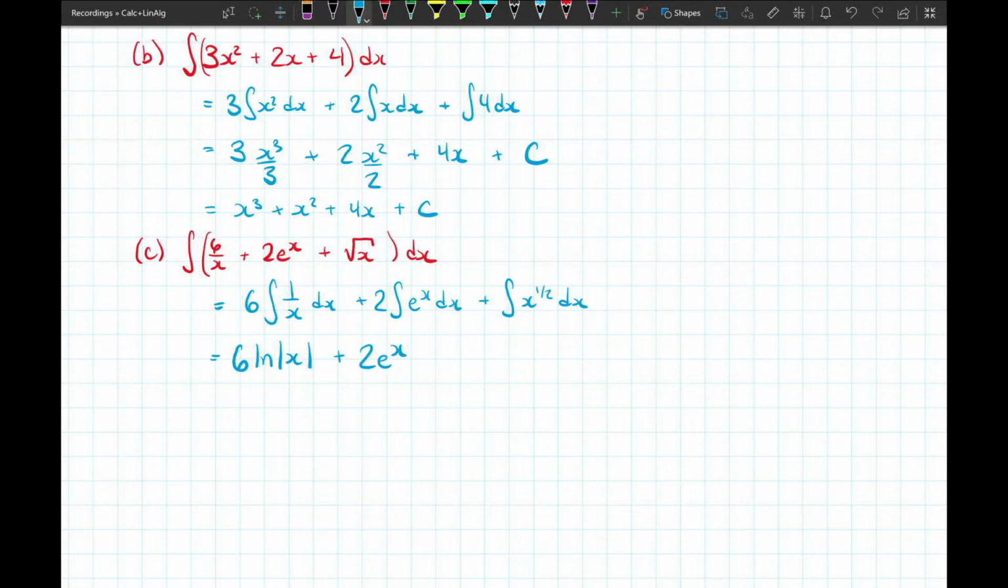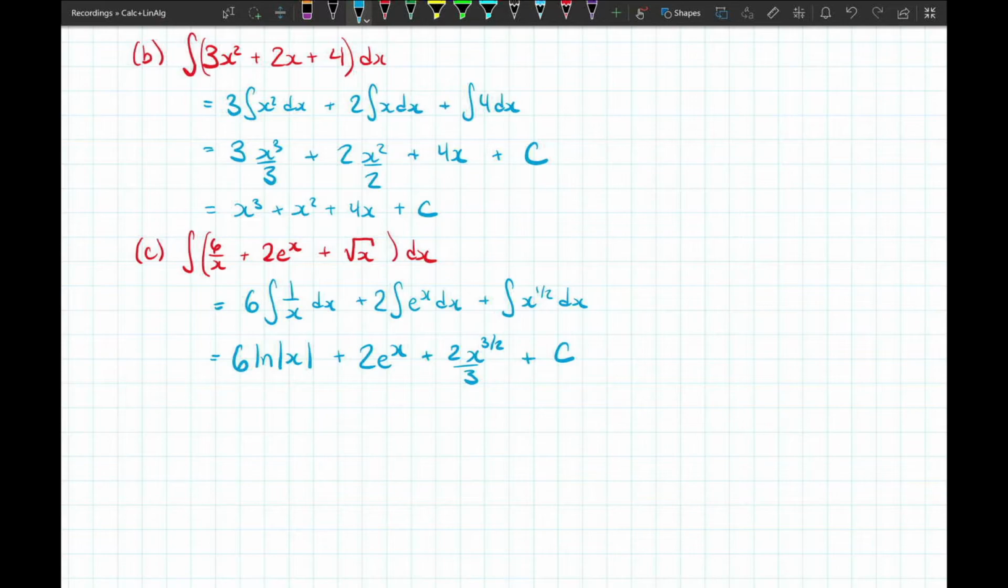And then be careful when we have a fraction, x to the 1/2, we're going to have to add 1 to the power, and then we're going to have to divide by the new power. But if we're dividing by a fraction, divided by 3/2, it's much easier just to multiply by the reciprocal. So we'll multiply by 2/3 instead of dividing by 3/2. And then don't forget, for the most general form of the antiderivative, we need our constant of integration.